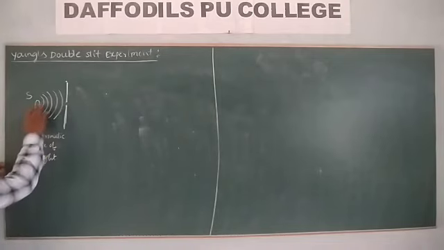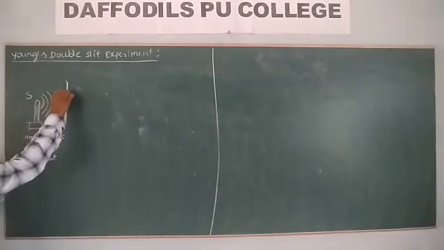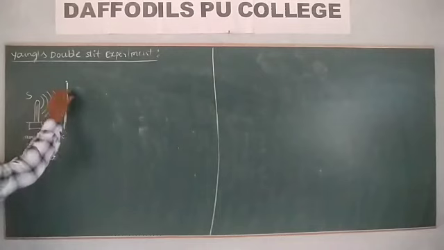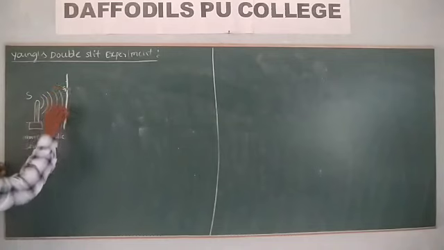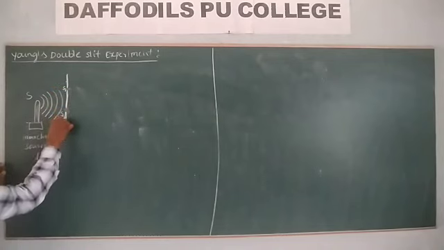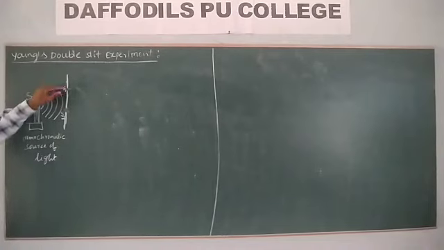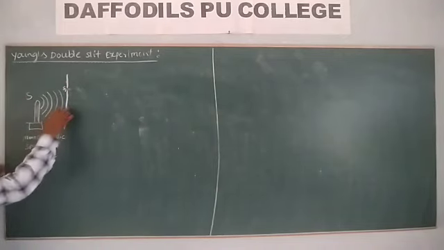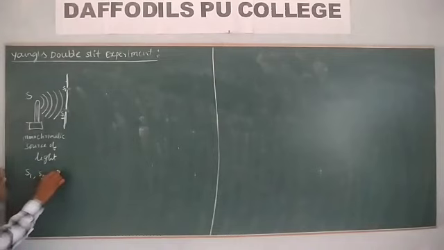And let us take otherwise, this is only the source of light. And here he has taken two slits, S1 and S2. This is the source of the light. Now he has taken a cardboard, and then made two small holes, two pinholes, which will act as slits, S1 and S2.